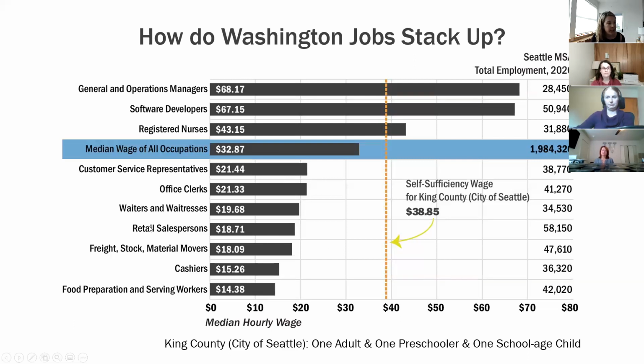This also includes retail salesperson. This is the most common occupation in the region, making $18.71 per hour. That's only 48% of the standard for that family type in the city of Seattle.